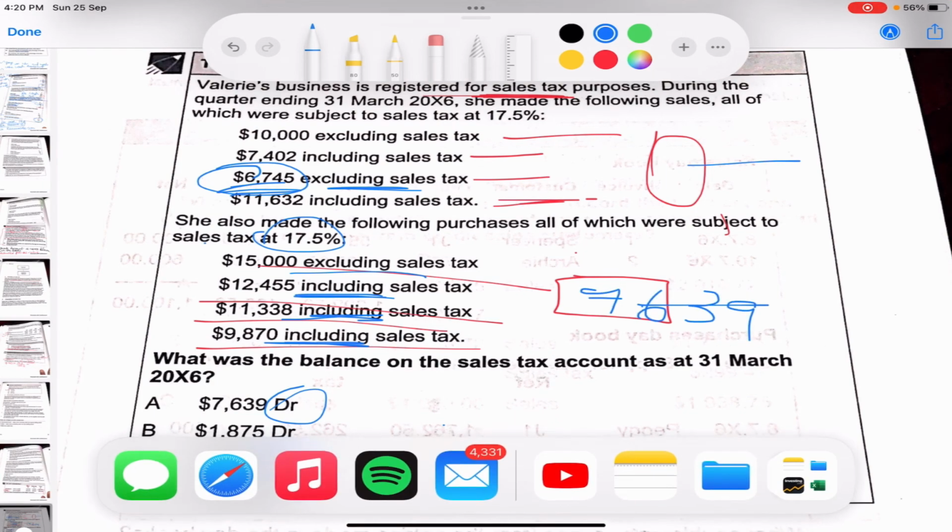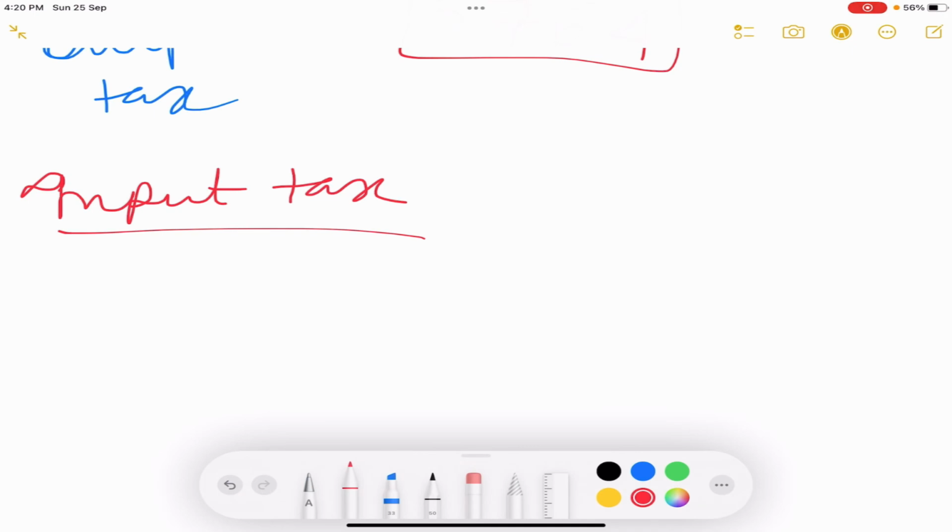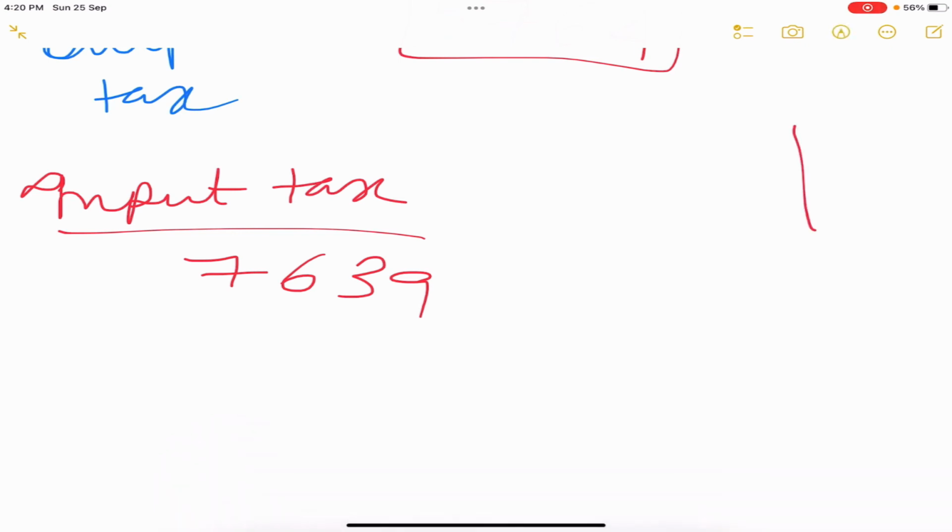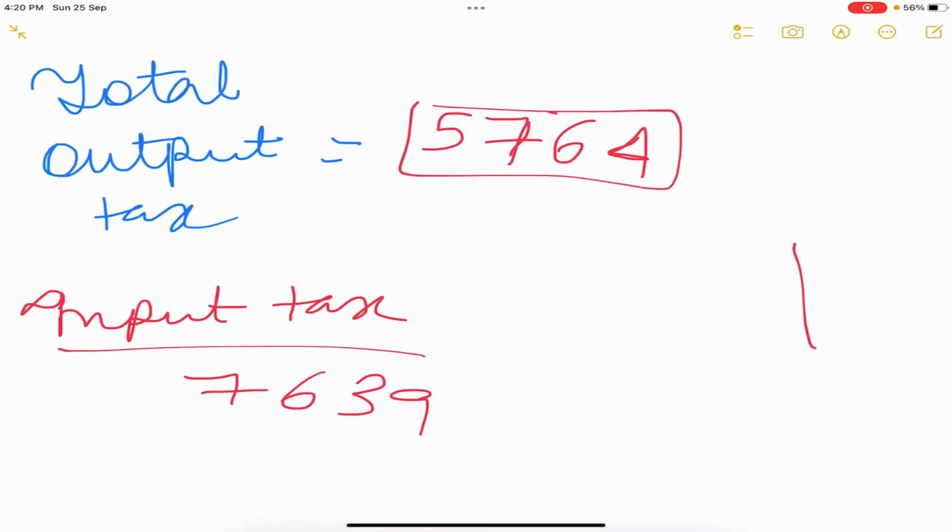7639. You will be getting 7639. So now what will you do? Which is more, output tax or input tax? Input tax is more. Our input tax is more than the output tax. So what does that mean? If our input tax is more than the output tax, that means we have paid excess, which means we will get the amount back. So what is the balance? Balance is 7639 minus 5764.